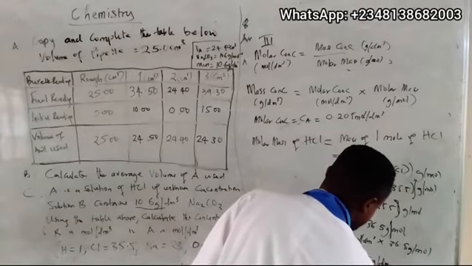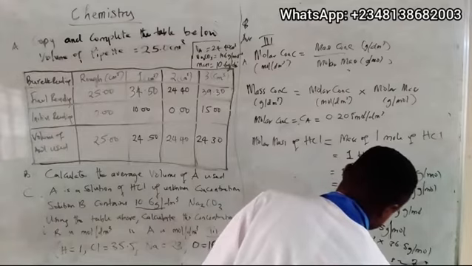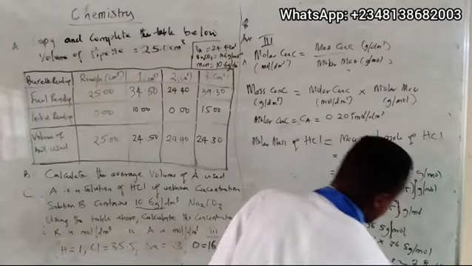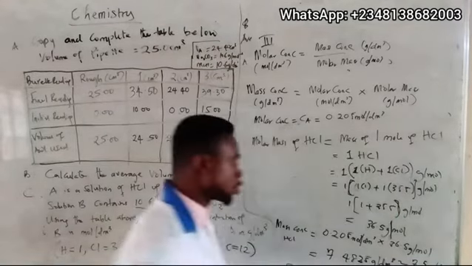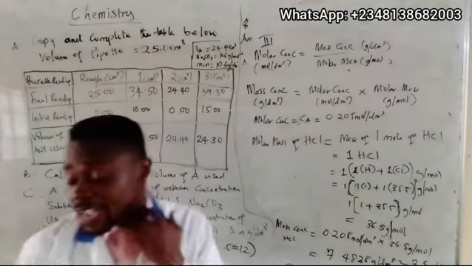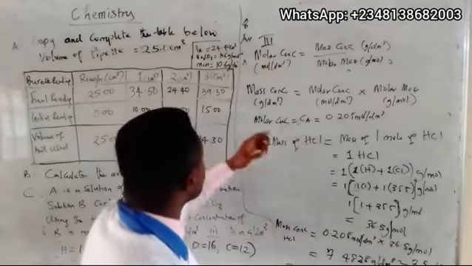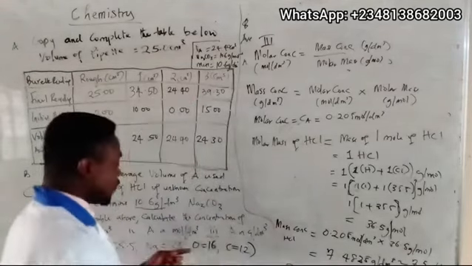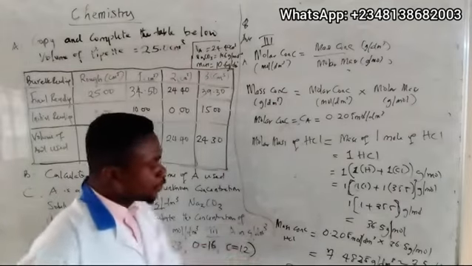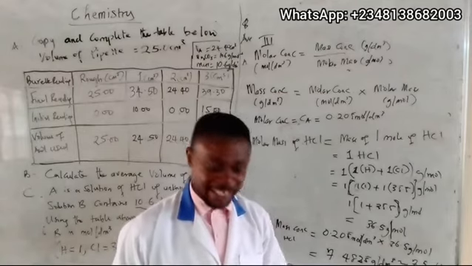Gram per dm cube, which we can leave at 7.5 gram per dm cube if you approximate it. So the mass concentration, or the concentration of A in gram per dm cube, is 7.5 gram per dm cube, approximately.